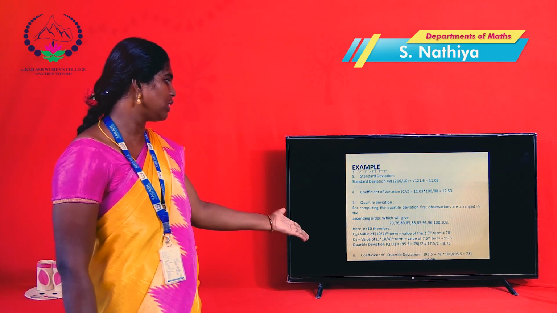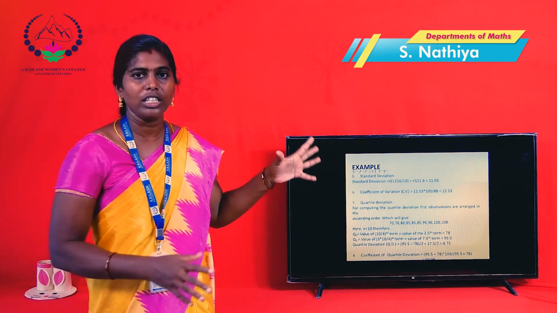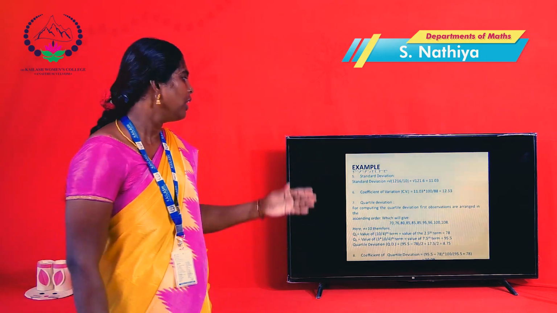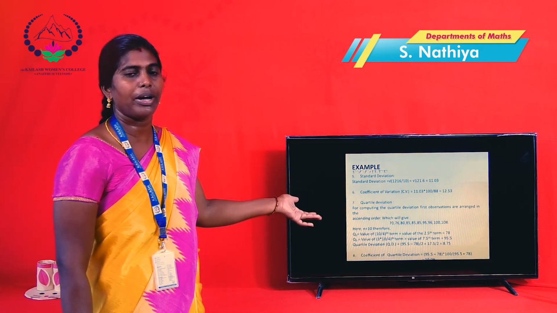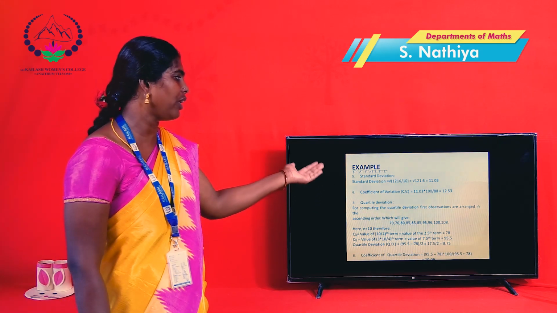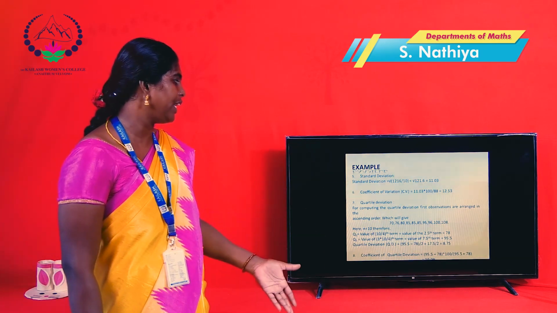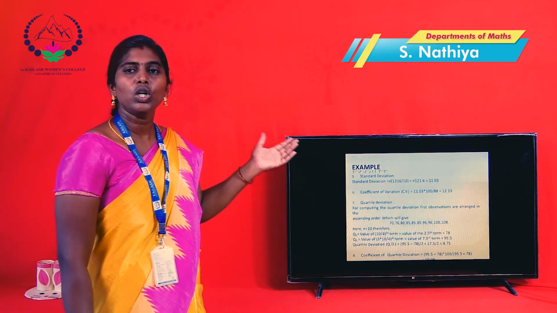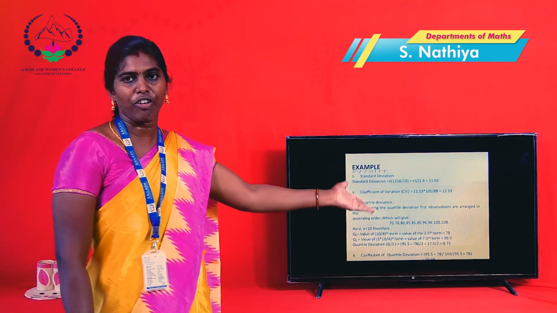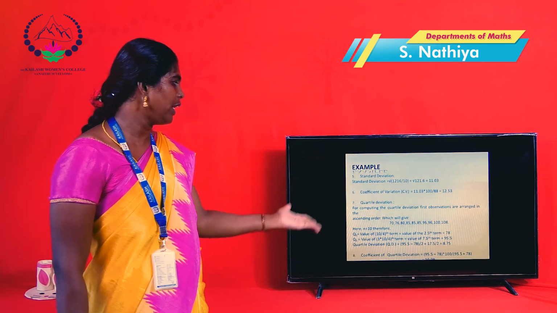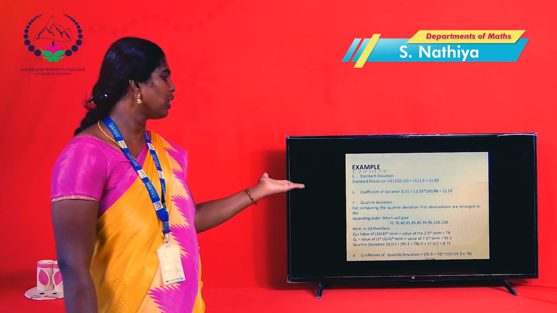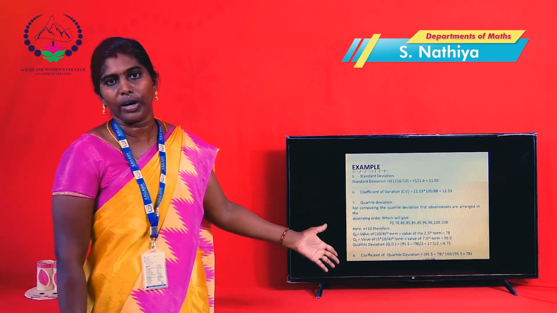12.53. Quartile deviation. First the data is arranged in ascending order: 70, 76, 80, 85, 85, 85, 95, 96, 100, 108. Q1 equals 78, Q3 equals 95.5, quartile deviation equals 8.75, coefficient of quartile deviation equals 10.09.